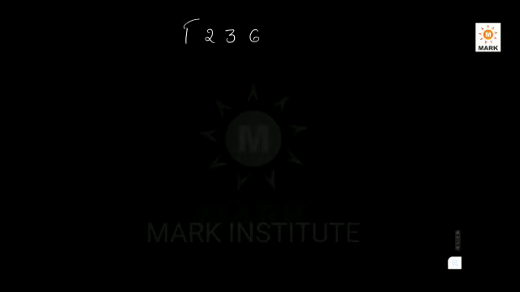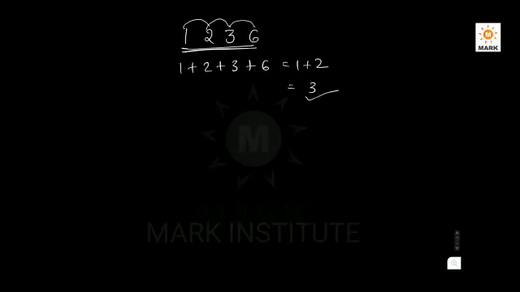What is 1 plus 2? 3. 3 plus 3, 6. 6 plus 6, 12. That means 1 plus 2 plus 3 plus 6 is equal to 12. Again 1 plus 2 is equal to 3. So 3 is a multiple of 3, three ones are 3. That means this entire number is divisible by 3.